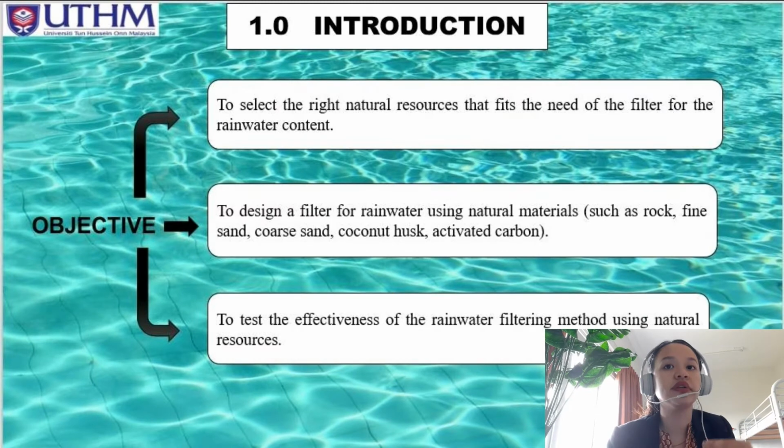Let's discuss further the objectives of our project, which are divided into three. The first is to select the right natural resources that fit the needs of the rainwater filter itself. The second is to design a filter for rainwater by using natural resources. The third is to test the effectiveness of the filter.